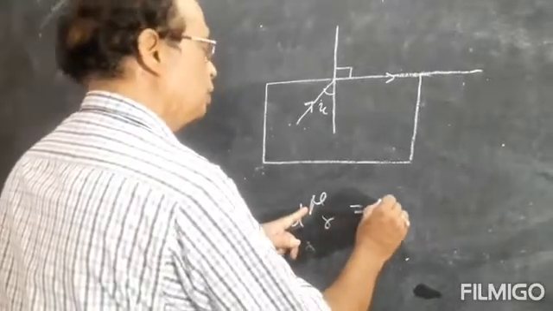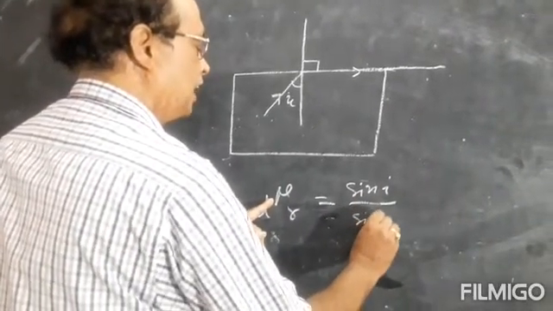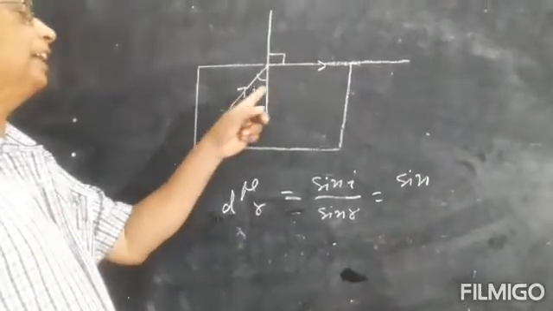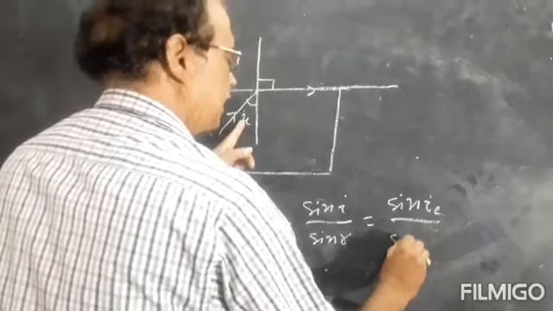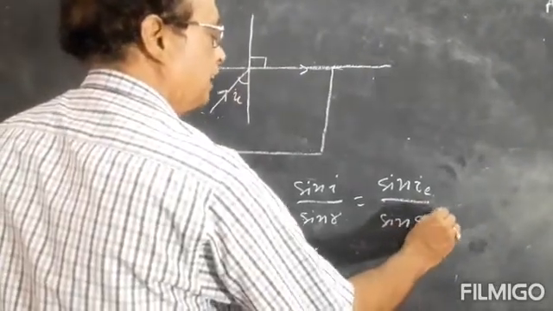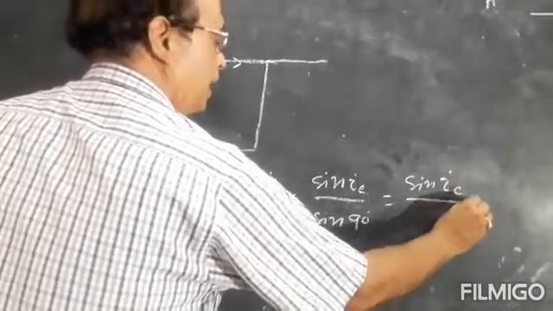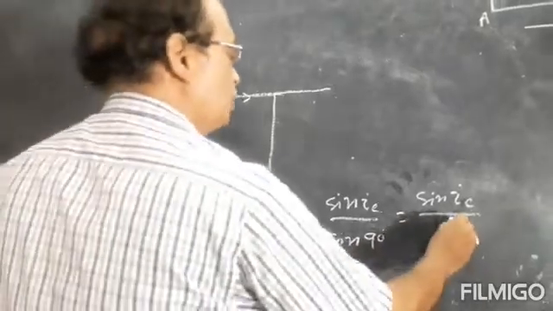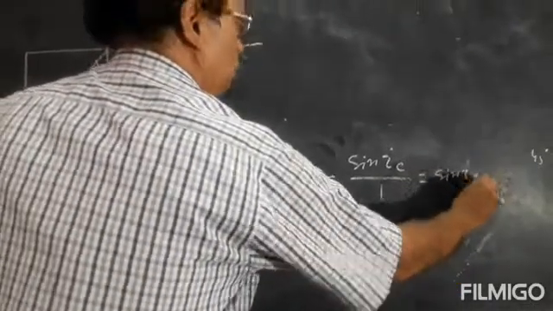is equal to sin i by sin r. Now this is equal to sin, what is i here? The critical angle IC. Sin IC by sin r. r is how much? 90 degree. Sin 90 degree. Now that is equal to sin IC by sin 90, which is how much? 1. So this is 1. So that is equal to sin IC.